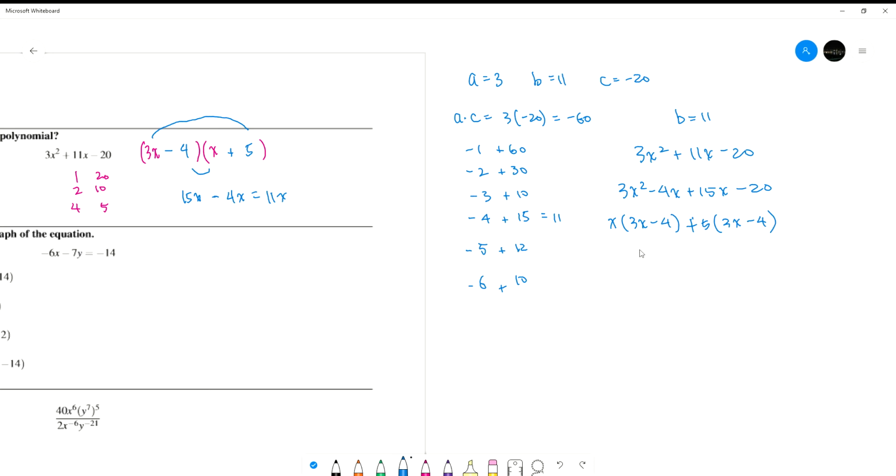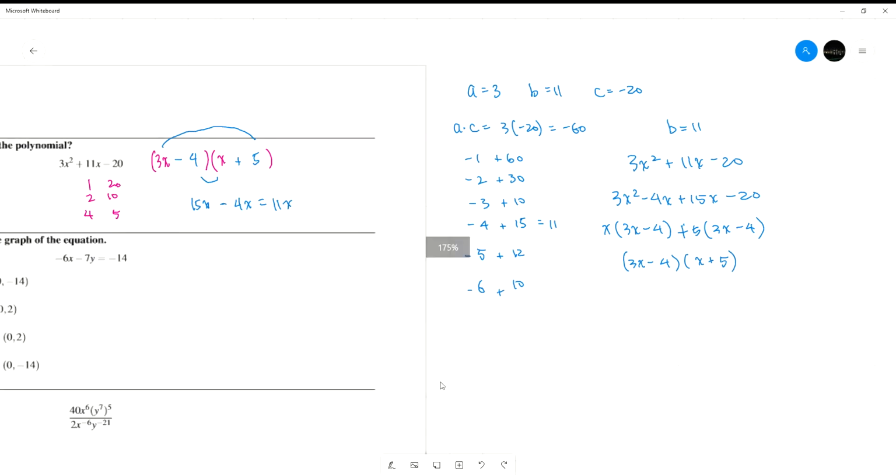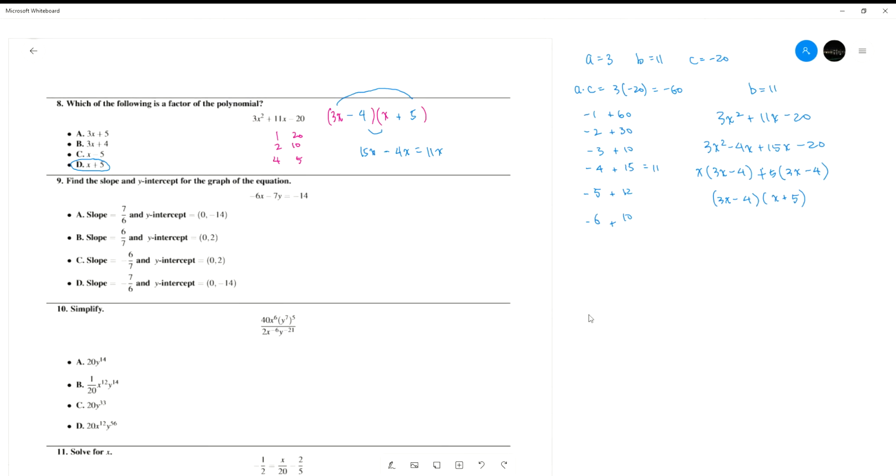So the binomial common factor here is 3x minus 4. And the other factor is x plus 5. So that's the AC way of factoring that we learned a while back. Okay. So either way you do it, it doesn't matter which way, you'll get the same answers.